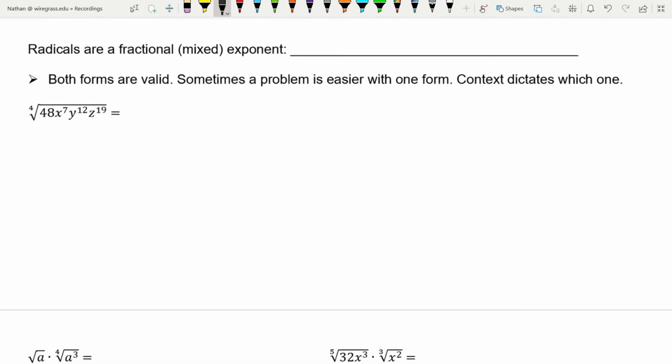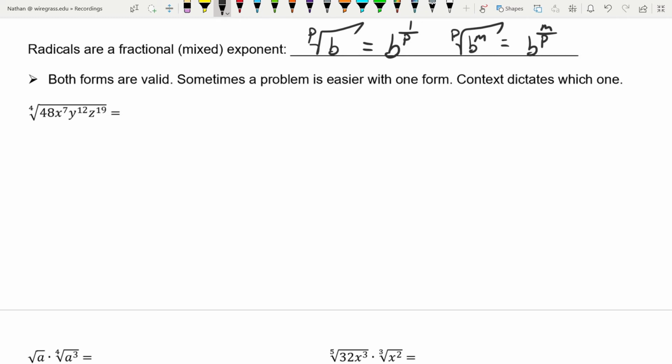So radicals are actually the same thing as a fractional exponent. If we have the pth root of b, this is the same exact thing as saying b to the 1 over p power. The radical power is in the denominator of an exponent. So if I were to have something like the pth root of b to some power m, this is the same thing as b to the m over p. M is in the numerator because it's an exponent. P is in the denominator because it's a root.